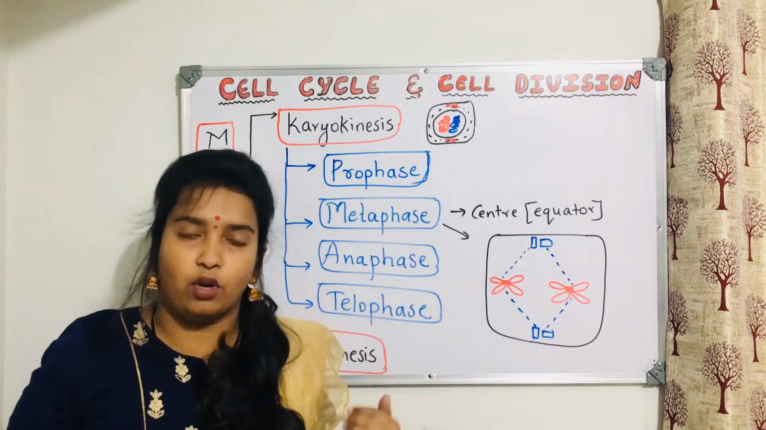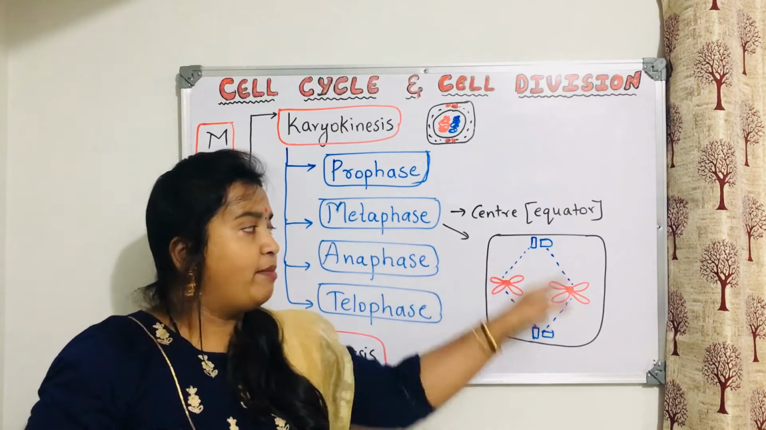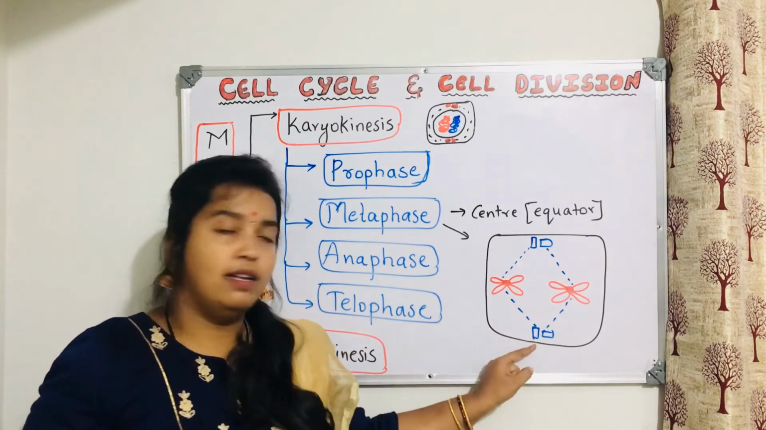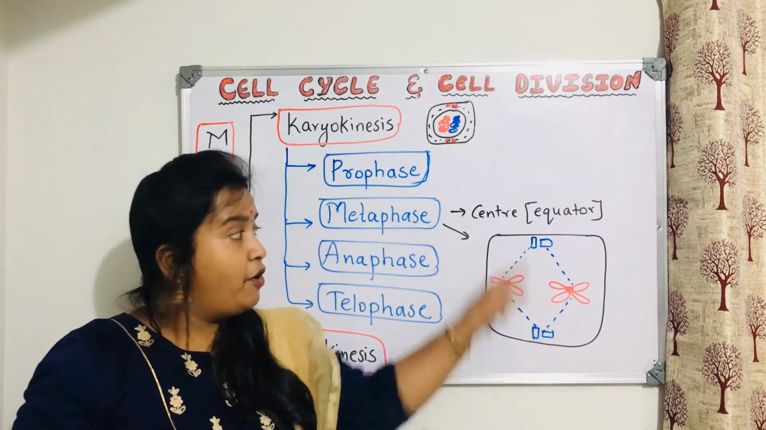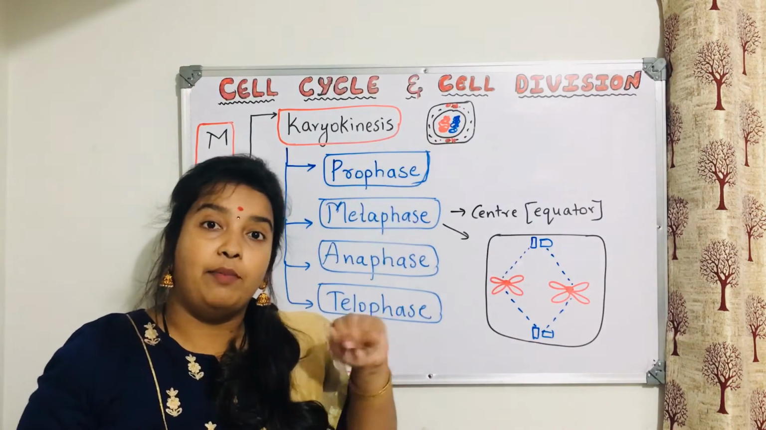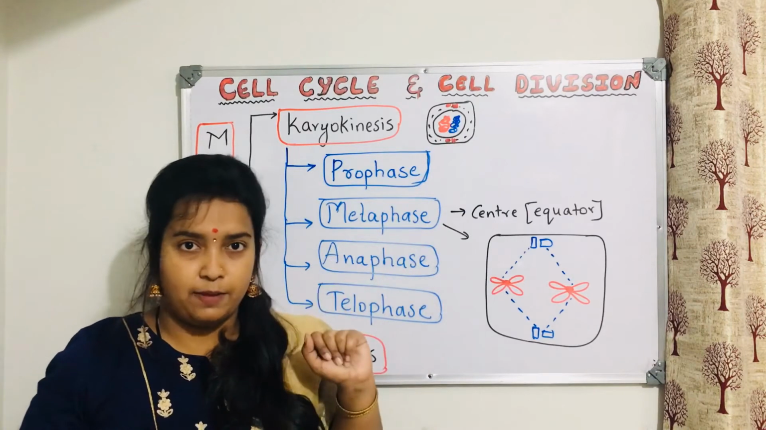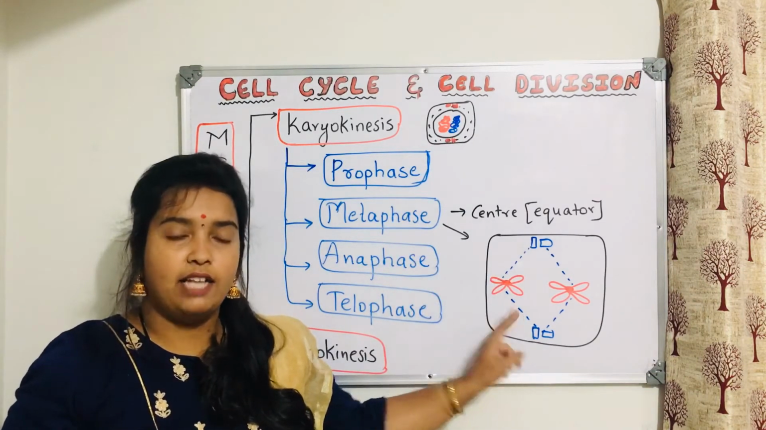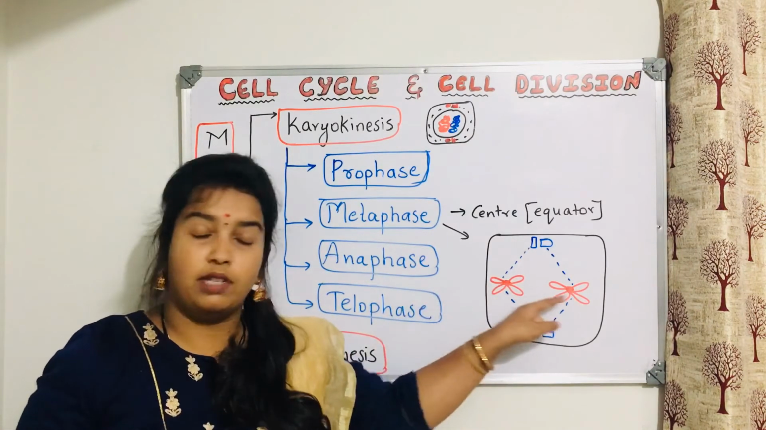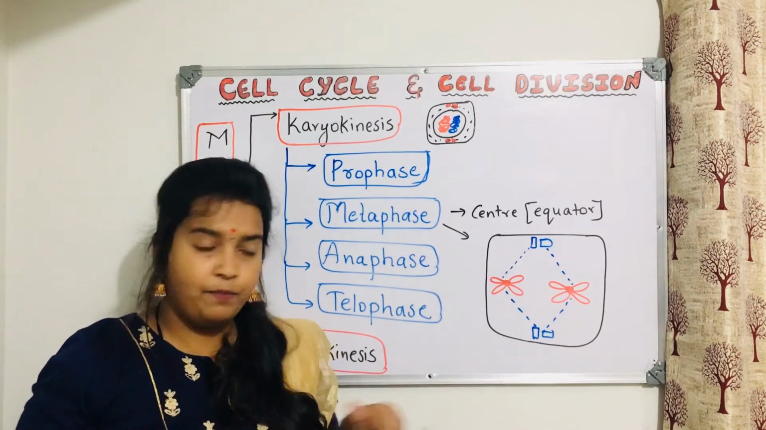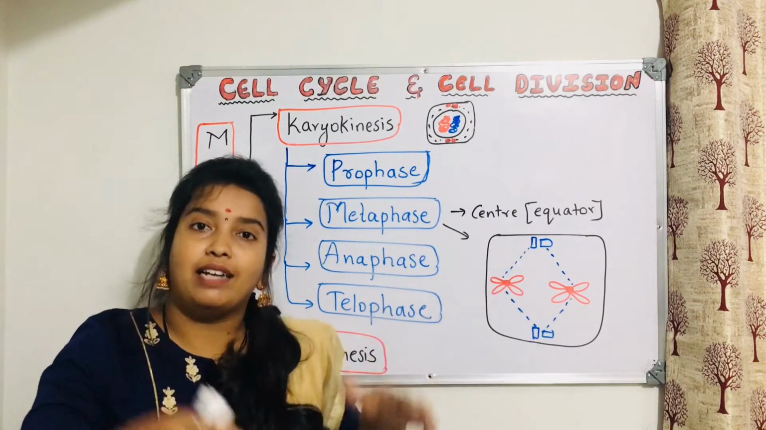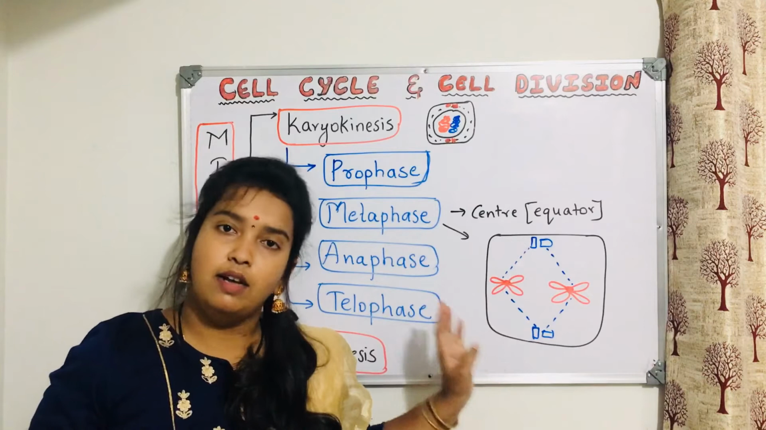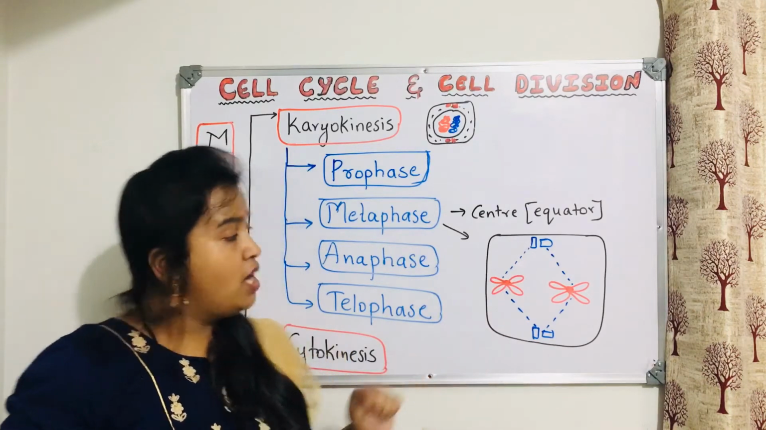Something should hold that chromosome, and that support is given by the spindle fibers. Spindle fibers are produced by centrioles. Centriole duplication has already taken place in the S phase of the interphase. Now what you can see in this metaphase stage is two things: chromosomes at the center, and spindle fibers attached to the chromosomes. Only these two things are found in the metaphase stage.